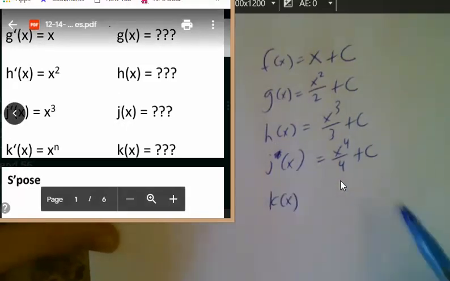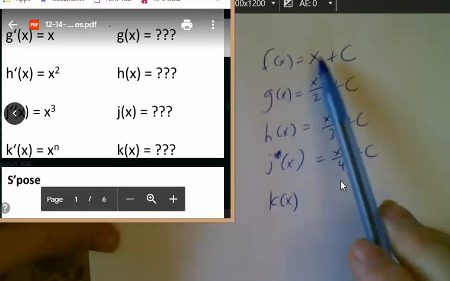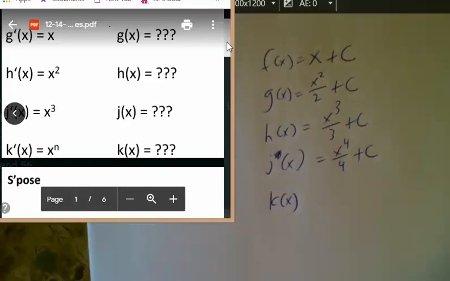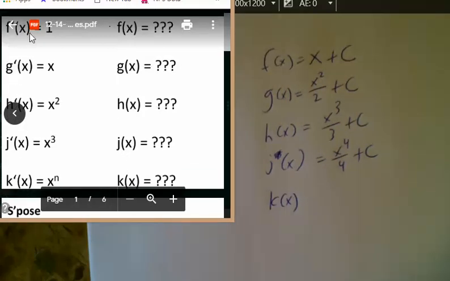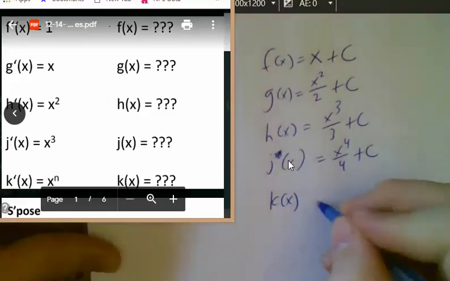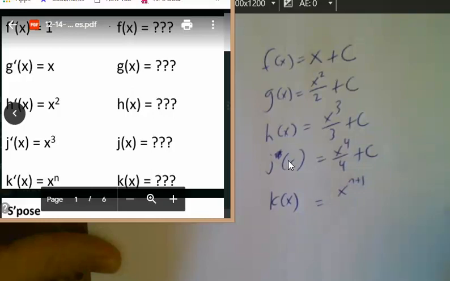If you look at the pattern, it looks like the power always went up by 1. We had 1 here, we ended up with an x. We had x here, we ended up with an x squared. X squared became x cubed, and so on. It doesn't take long to make the connection that we have x to the n plus 1 for our power. And then what do we have to keep dividing by? That exact same power.